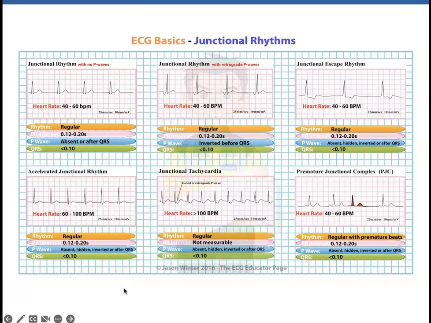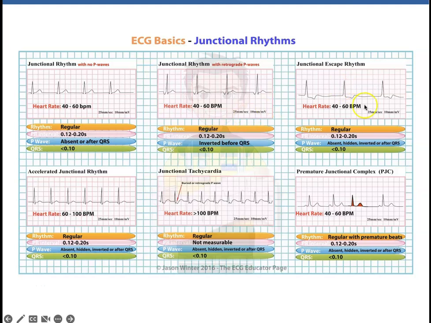Then what you see here is just a number of different junctional rhythms. We've kind of already talked about them, but remember that a junctional rhythm is one that does not have a P wave. So this would be much slower, between 40 to 60 beats per minute. In this case here, you'll see P waves, they call them retrograde, which means that they are upside down. So pretty much what happened is the signal went the opposite direction.